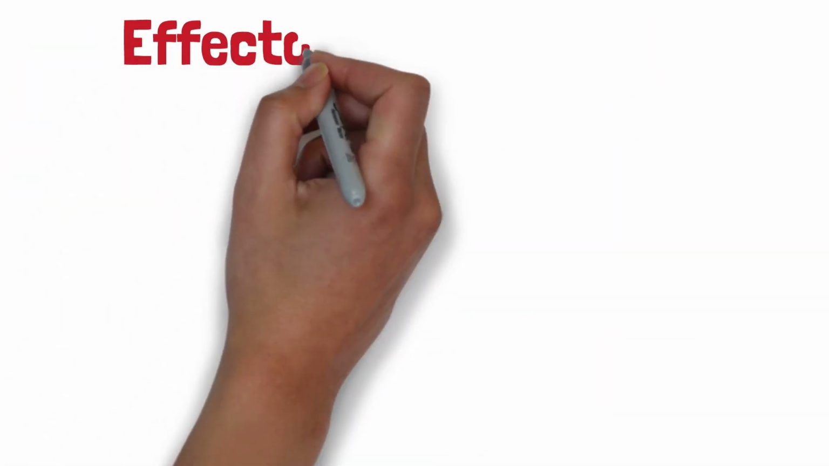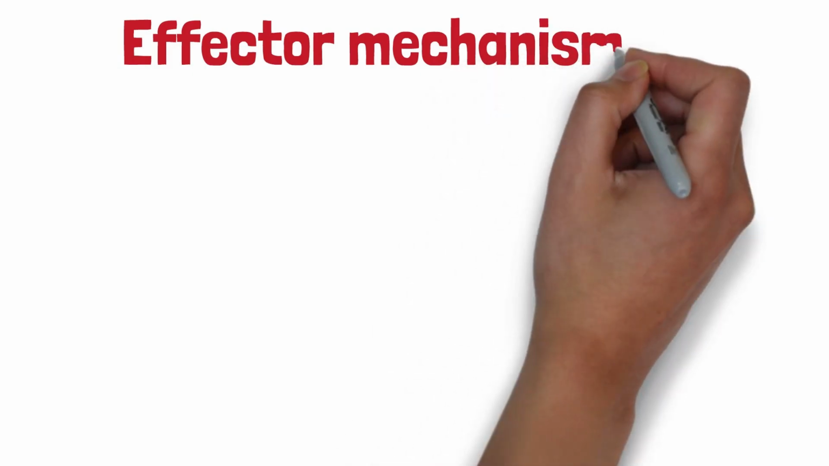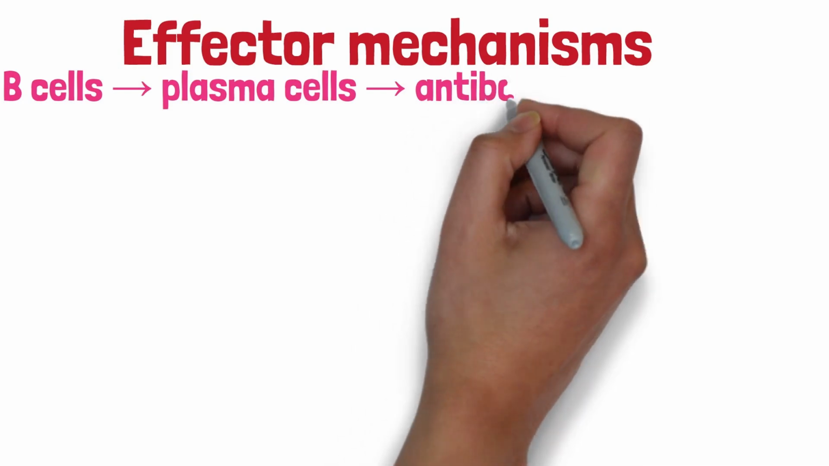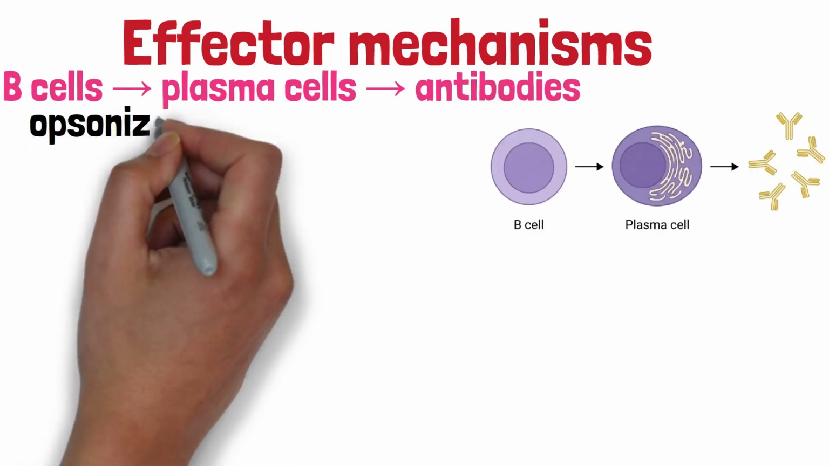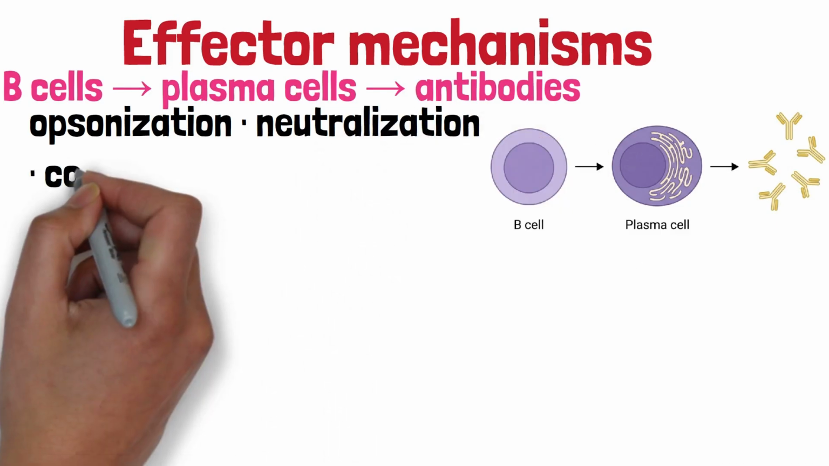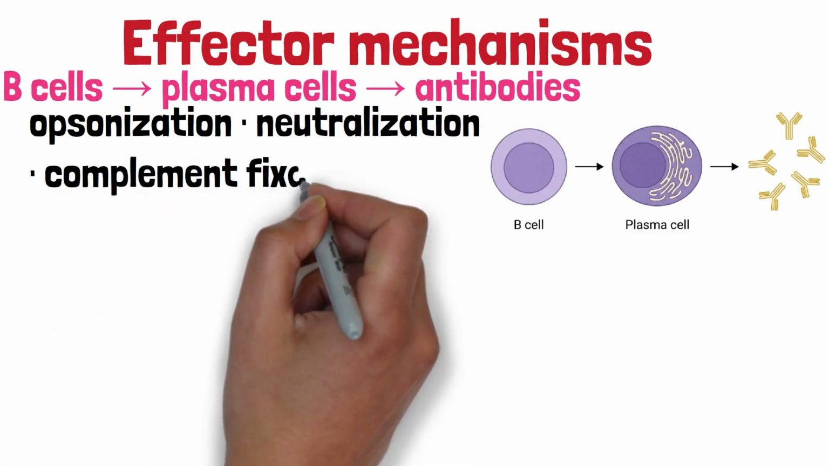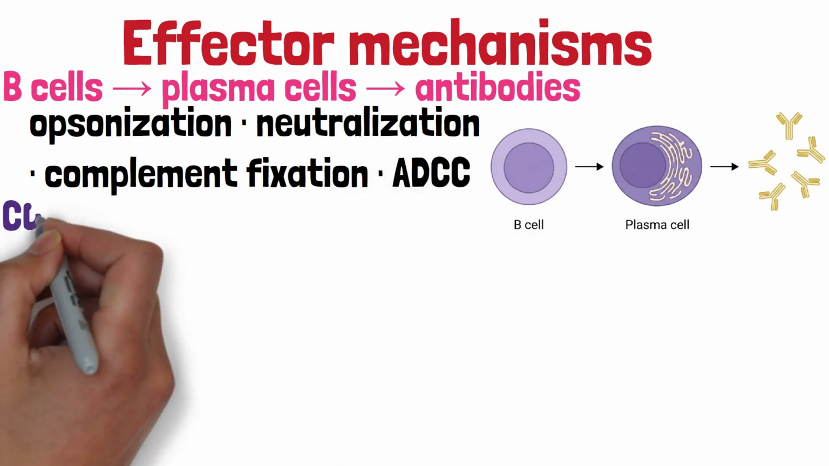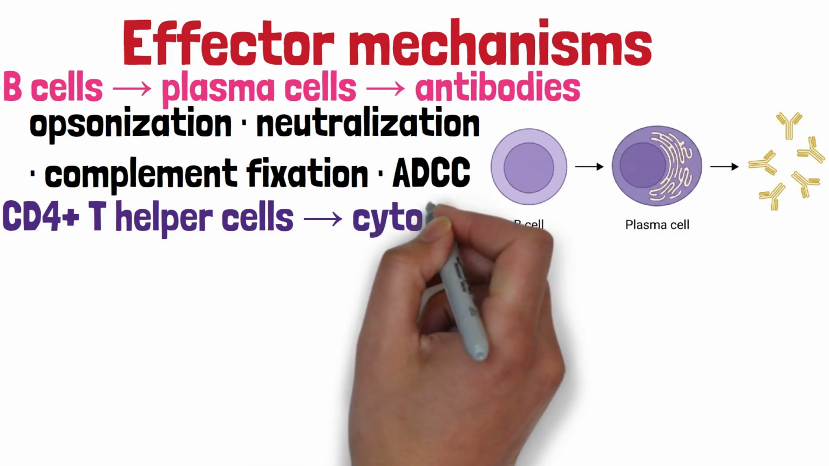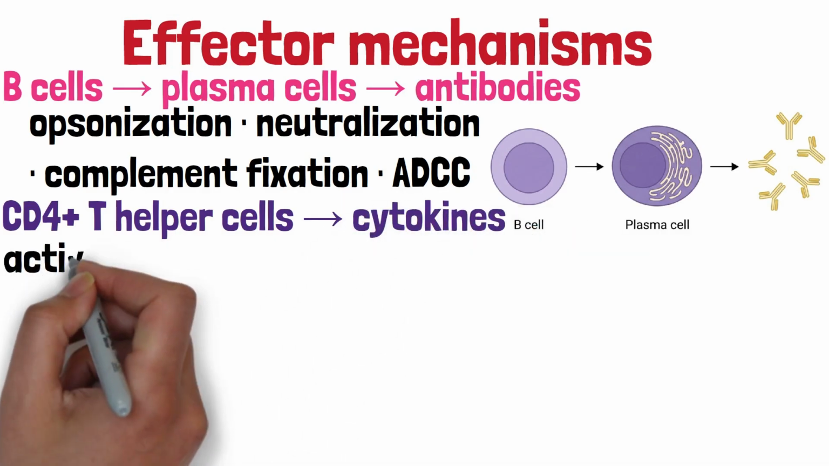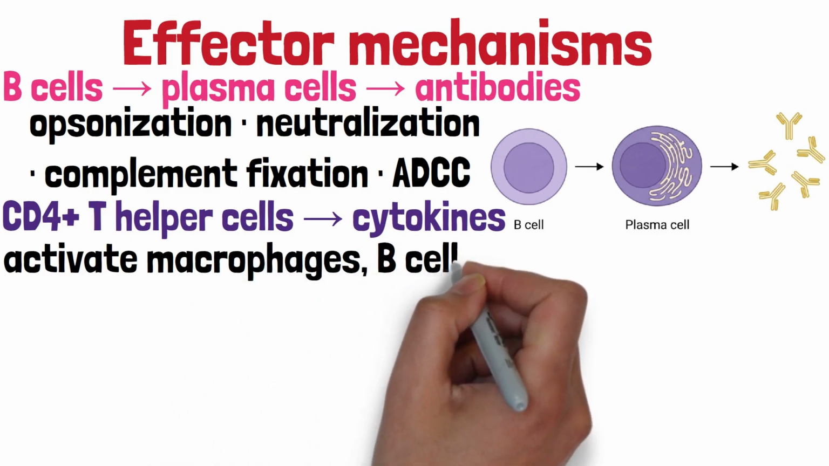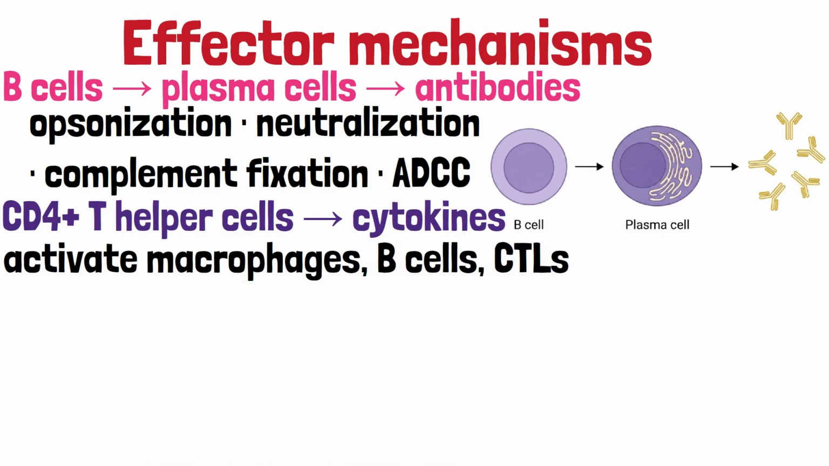So, where does that memory actually come from mechanistically? It starts with B cells, which differentiate into plasma cells that secrete antibodies. Those antibodies work through opsonization, neutralization, complement fixation, and antibody-dependent cellular cytotoxicity. At the same time, CD4-positive T helper cells are secreting cytokines, and this is what activates macrophages, drives B cells toward antibody production, and helps cytotoxic T cells do their job.